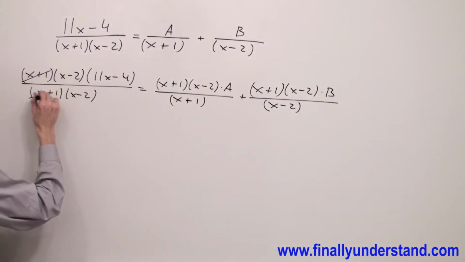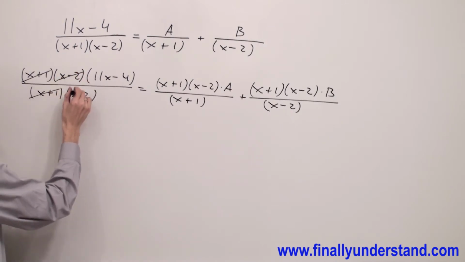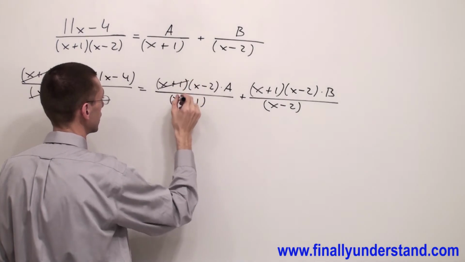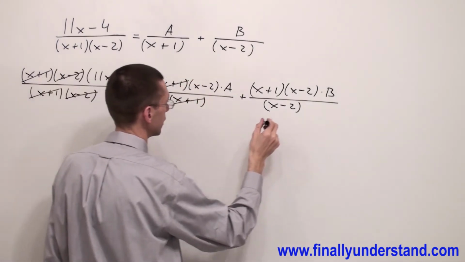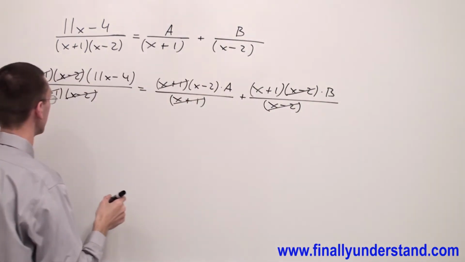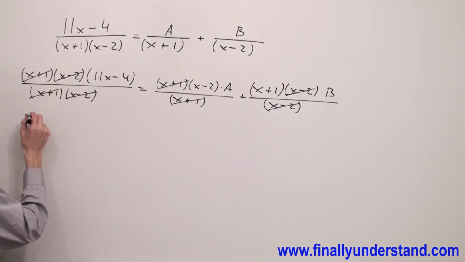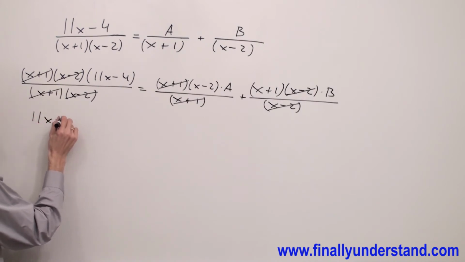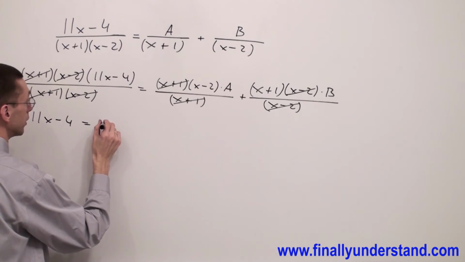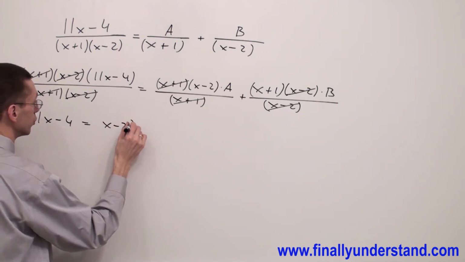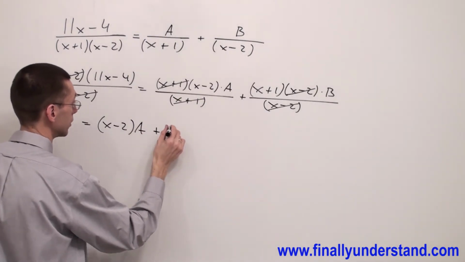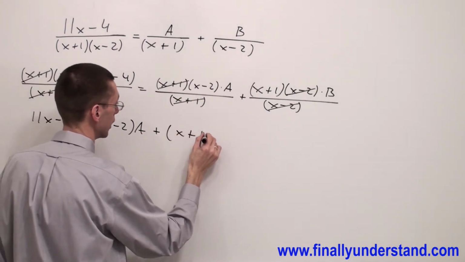X plus 1 and x plus 1 will cancel out, x minus 2 and x minus 2 will cancel out. And I'm going to end up with 11x minus 4 equals x minus 2a plus x plus 1b.